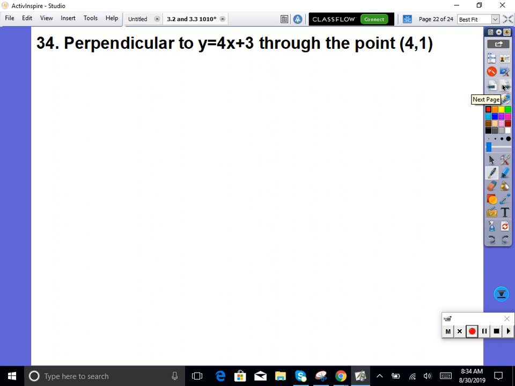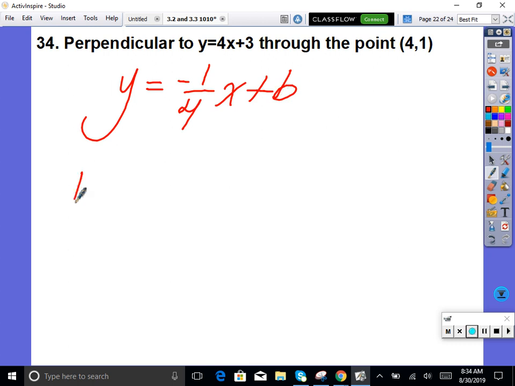Okay, it says write an equation of a line that's perpendicular to this, but that passes through this point. So then what would be our slope on our new line? -1/4 x and then plus b. And now we'll take our xy point and plug it in. So our y value is 1. 1 is equal to -1/4 times 4 plus b.